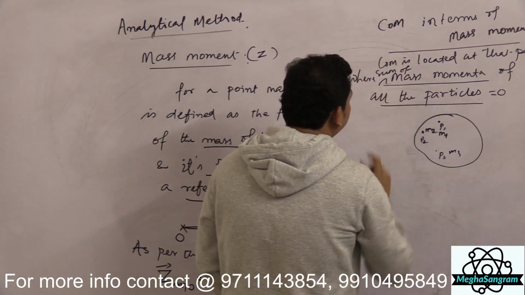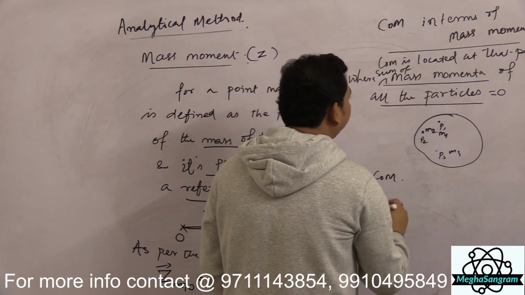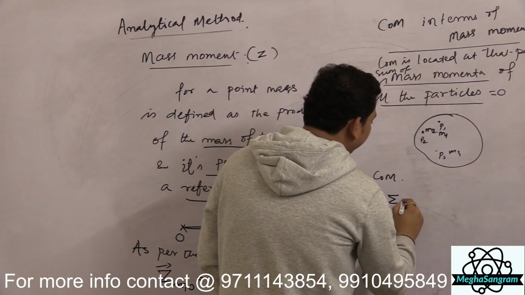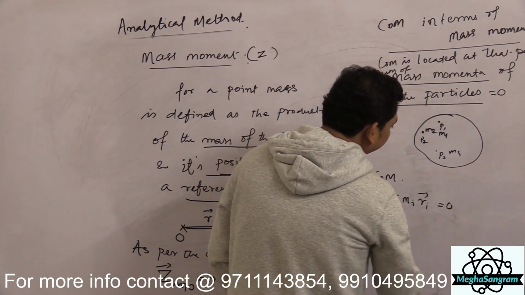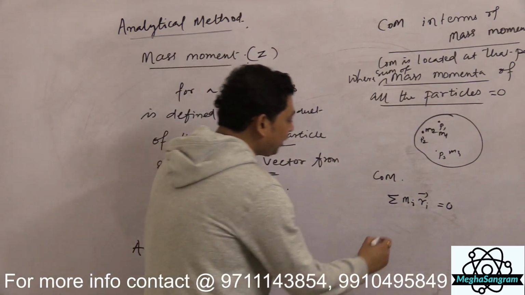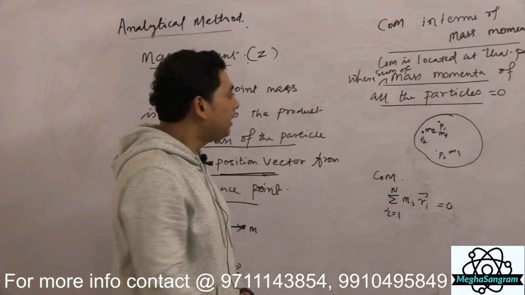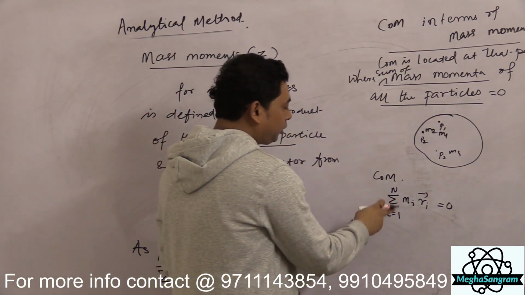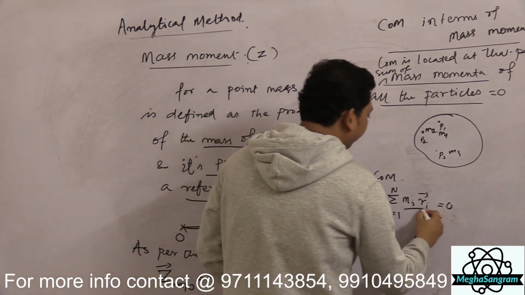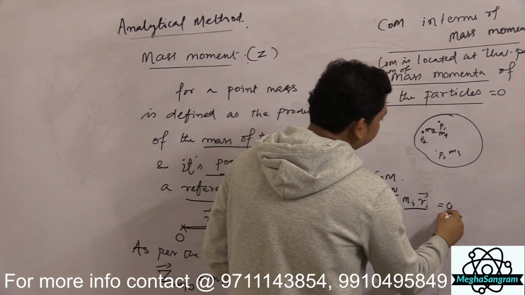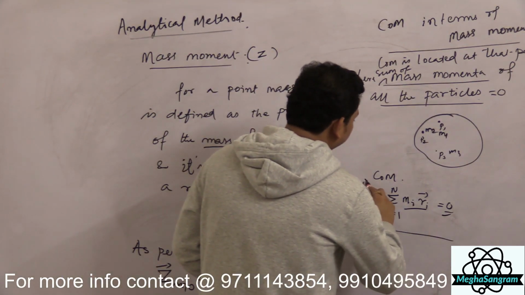See, according to the definition, the center of mass will be located at that point where the mass moments of all the masses sum to 0. So here i is equal to 1 to n. If we have n number of particles in an extended body, and we go on putting the value of i as 1, 2, 3, 4, 5, and take the sum of all the mass moments of the bodies, then we will get it equal to 0. So by using this formula, we will calculate the location of center of mass.